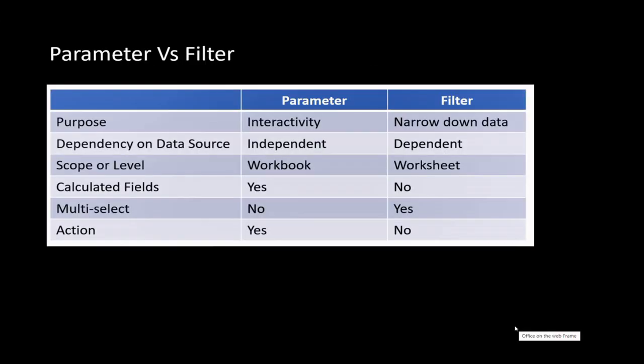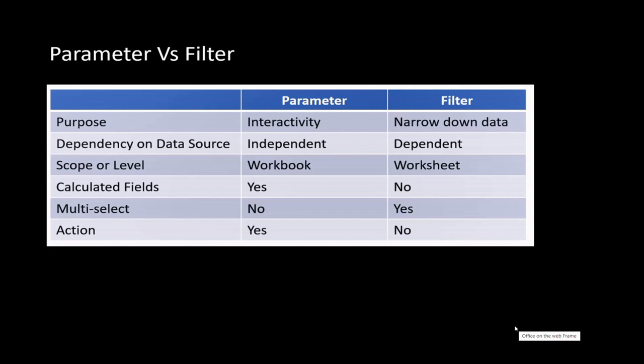So now here we will understand what is the difference between a parameter and a filter. The first point is the purpose. What is the purpose of creating a parameter and what is the purpose of creating a filter? When we create a parameter in our report and dashboard, the purpose is to have interactivity with the report, to make it more dynamic, to make it more user friendly. Whereas when we create a filter, it narrows down our data. We can show less data or more data according to the requirement.